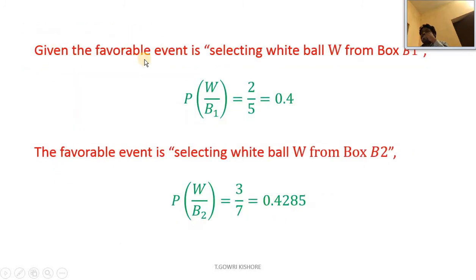So given the favorable event is selecting a white color ball from the box B1. Therefore, probability of W by B1 equal to 2 by 5, that is equal to 0.4. The favorable event is selecting a white color ball from box B2. So therefore, probability of W by B2 equal to 3 by 7, that is equal to 0.4285.